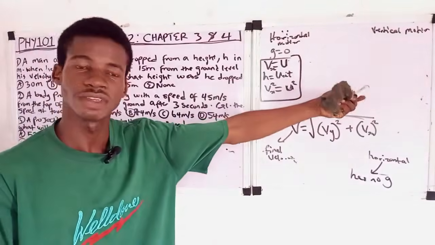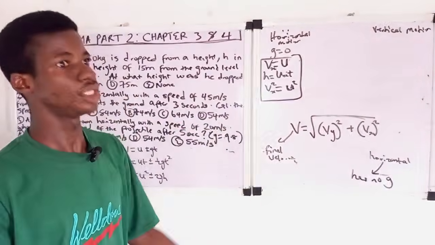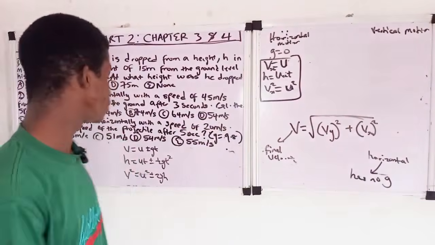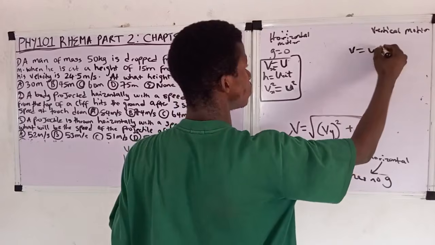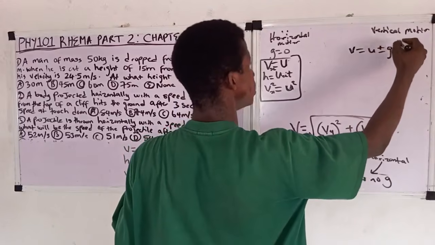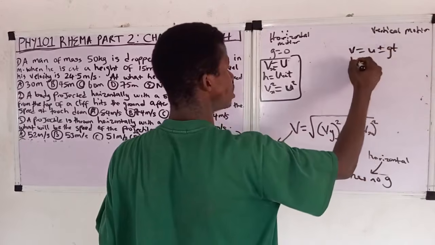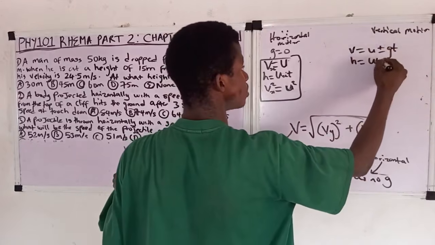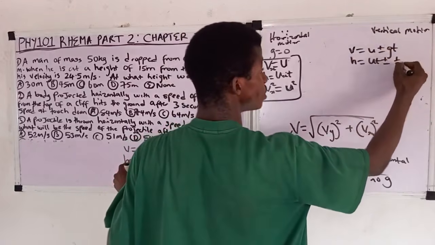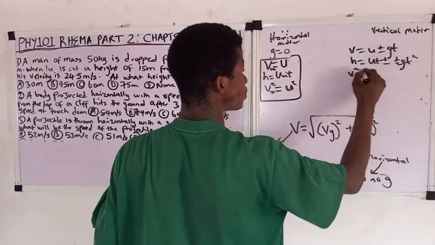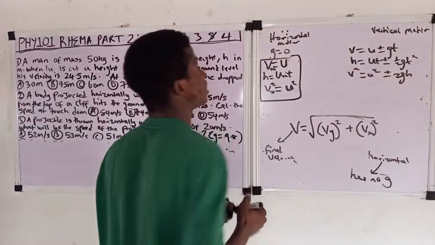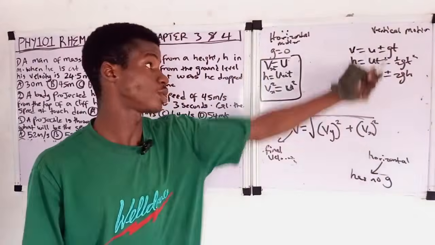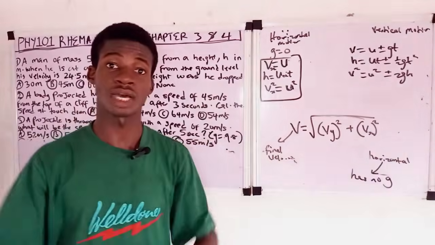Now what about vertical motion? Vertical motion has g, right? g is not 0, so vertical motion will not be like this. v is equal to what? u plus or minus gt, right? Another one, a should be equal to ut plus or minus half gt squared, right? The other one, v squared is equal to u squared plus or minus 2gh, right? Yes, this plus or minus is a result of g.